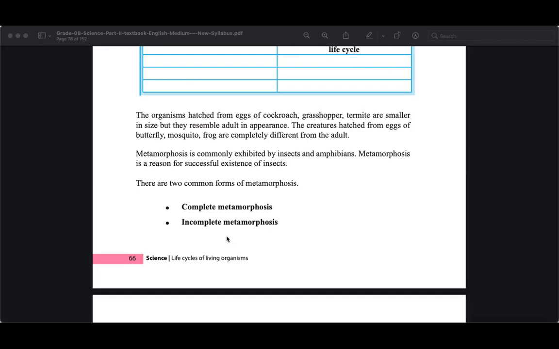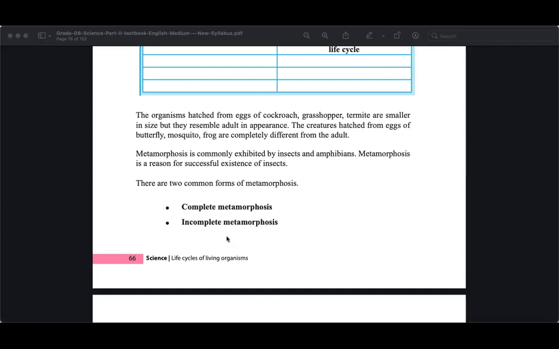Complete metamorphosis means that the adult shape, the adult morphological features, are completely different from the creatures hatched from the eggs. The ones that come out of the eggs are completely different from the shape of the adult. So we call that a complete metamorphosis.